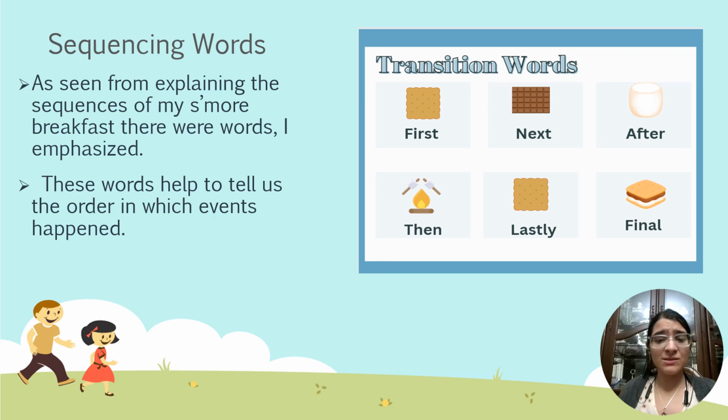If you notice in my story of making s'mores, there were words in the beginning that I emphasized and highlighted. These words are called sequencing or transitional words. They help us tell the order in which events happen. This is just a small list of them, but there are more out there. Take a moment to look through the list. Did you get it? If not, that's okay. We'll go over it again in the next slide.